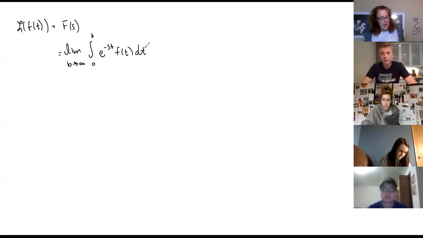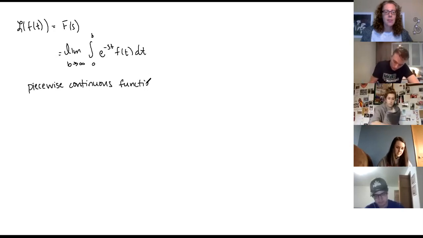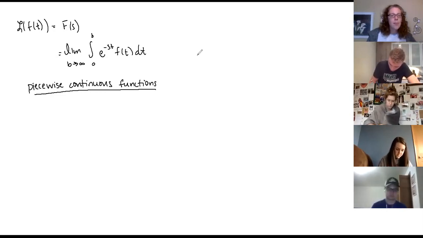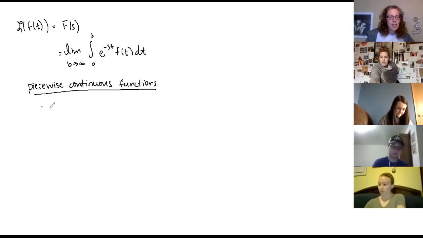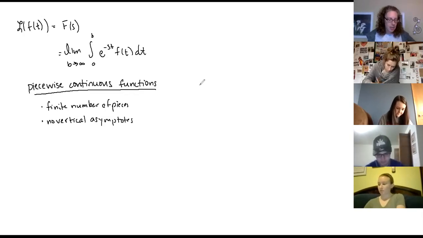All right, what we want to do today is look at the Laplace transform of a couple more types of functions. The first type that we want to talk about is piecewise continuous functions. There's a definition in my notes, posted for section 4.1, so you can look at the technical definition there. Basically, it means there are a finite number of pieces and there are no vertical asymptotes.